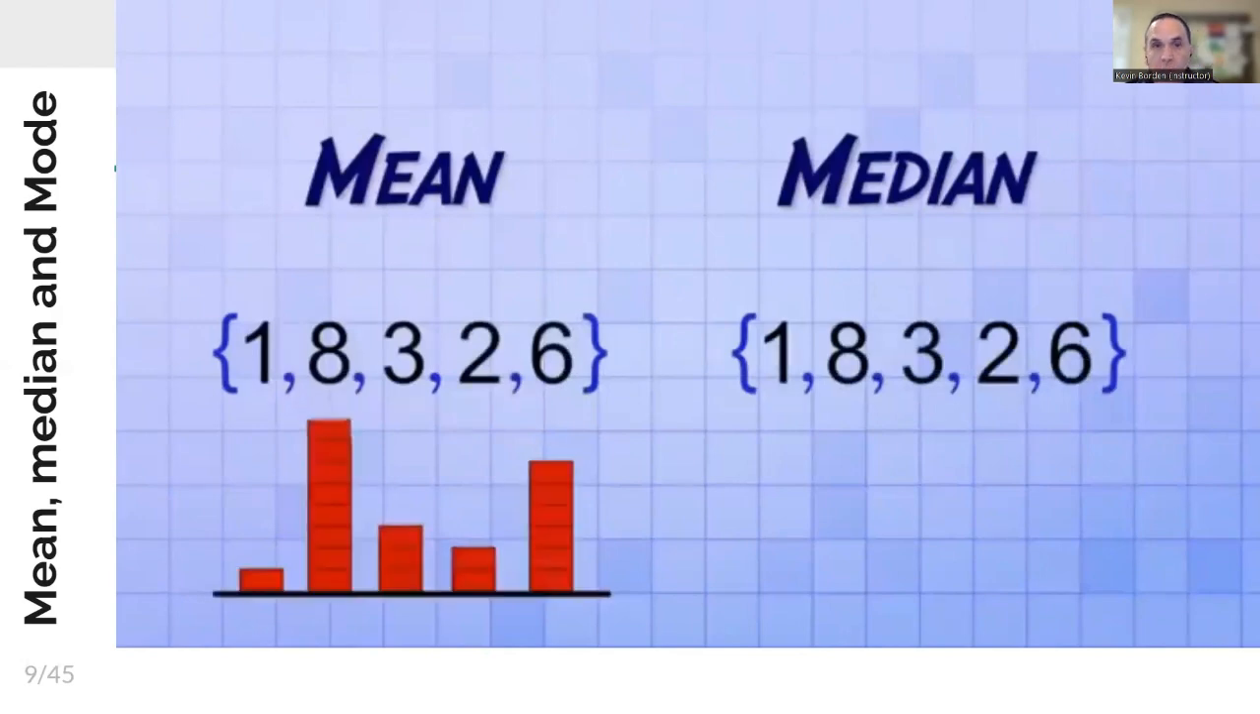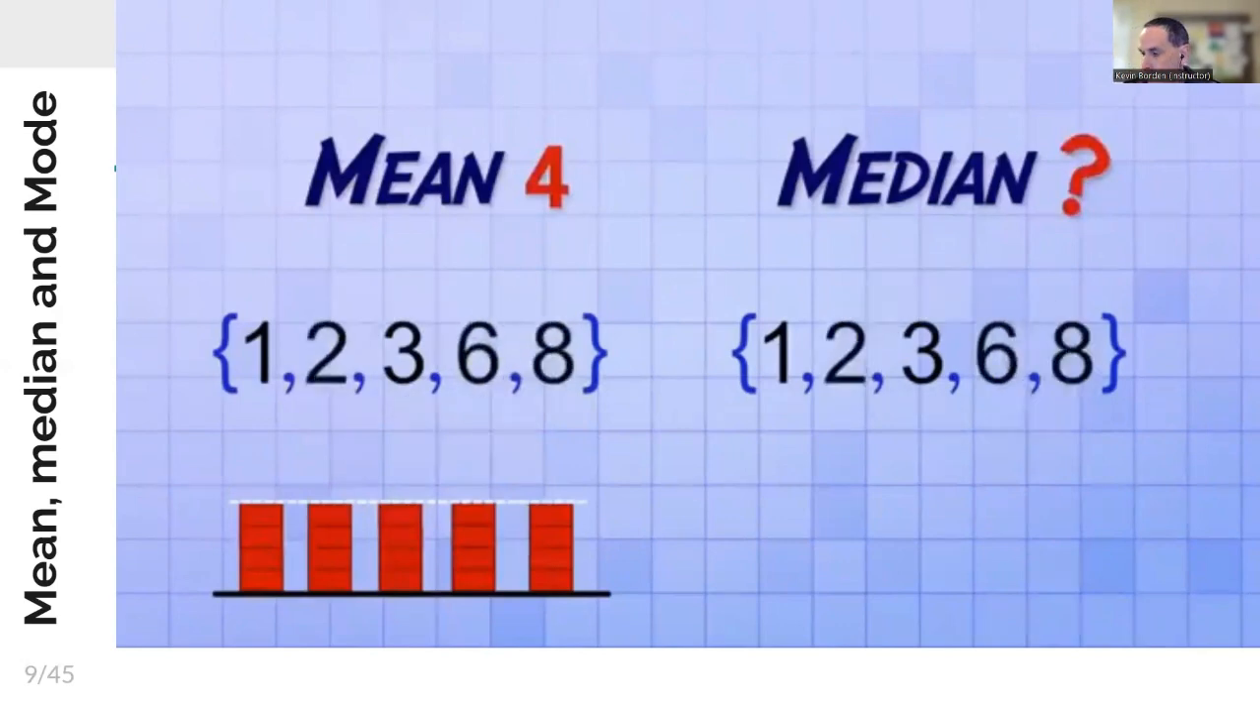We determined that the mean of this data set is 4, but what about the median? Well, the median is the middle, and since this data set is already in order from least to greatest, it's easy to see that the 3 is located in the middle since it splits the other members into 2 equal groups. So for this data set, the mean is 4, but the median is 3.